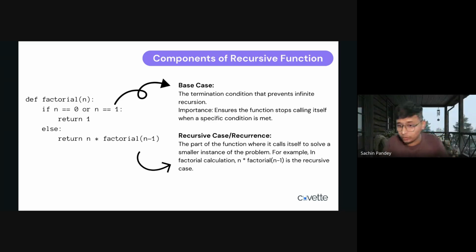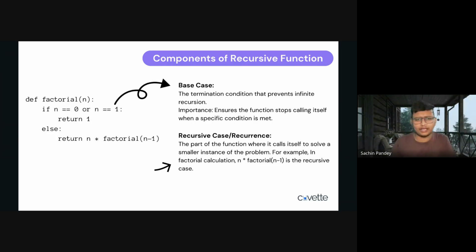We know this because of the formula in mathematics that n factorial is equal to n into (n minus 1) factorial. We already know this, right? So we got a problem, and then we broke it down into smaller parts, and that is the recurrence. Recurrence means a part of the function where it calls itself to solve a smaller instance of the problem.